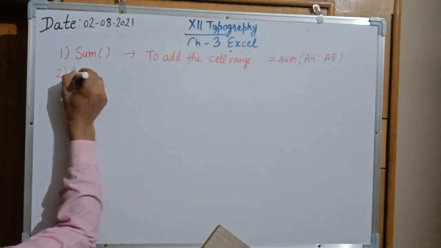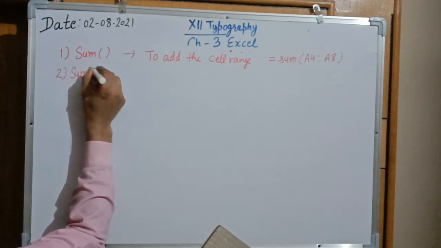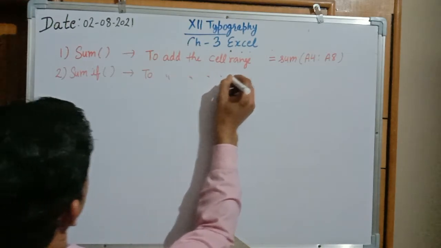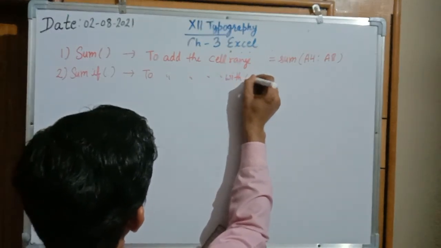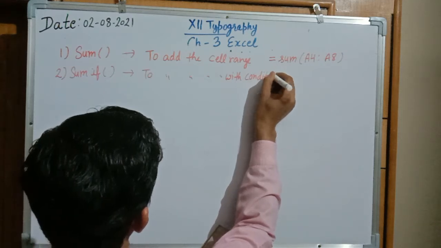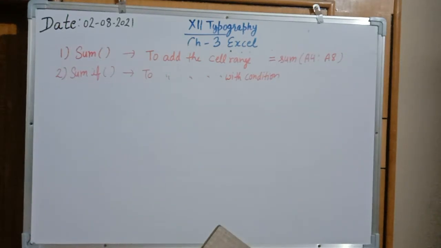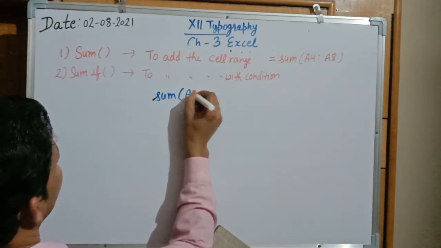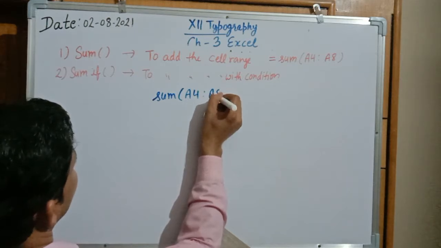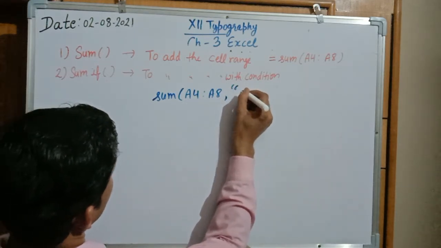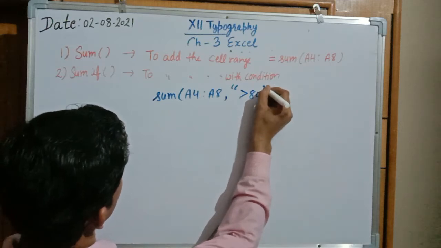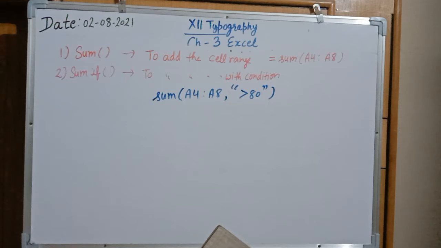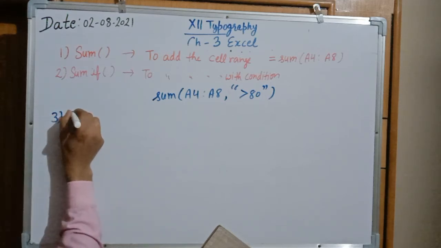Next I am writing sumif. It is used to add a cell range with a condition. Suppose I am writing sumif A4 colon A8, and in that I will write in double quotes greater than 80. It means do the addition if the value is greater than 80, otherwise leave it. This is summing.